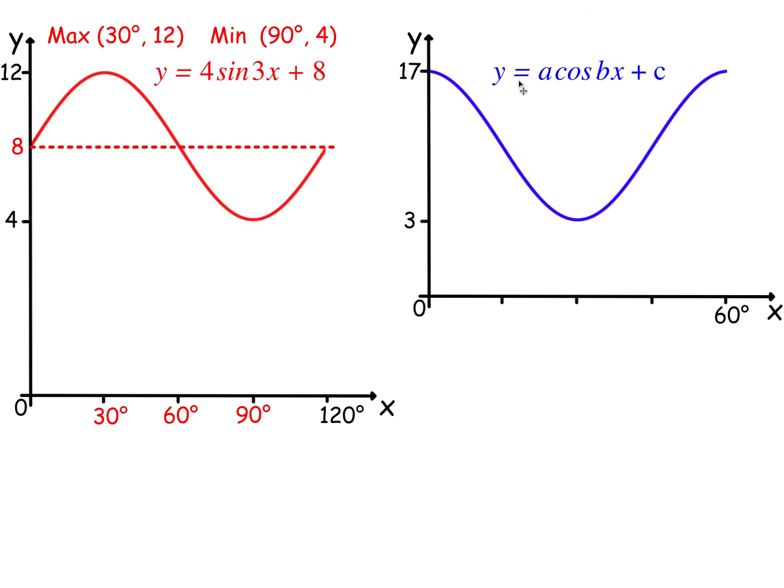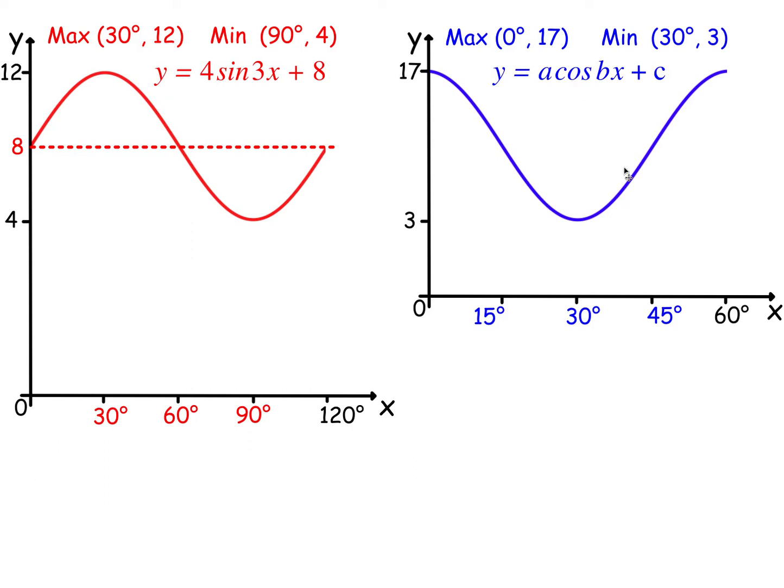If we do it for cosine, same business. There's 60 degrees, halfway's 30, half of that's 15. There's the axis filled in. Now the peak's at 17, that's at 0, 17. And here's the minimum value 3, that's at 30 degrees, 3. So that fills in maximum, minimum.